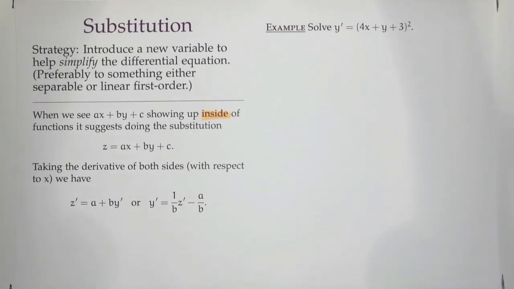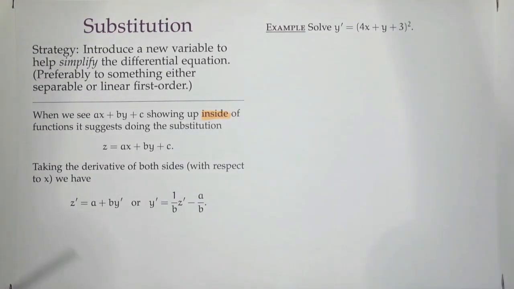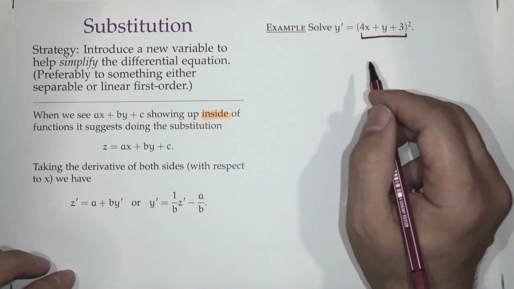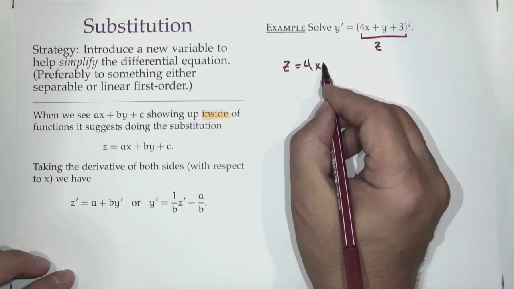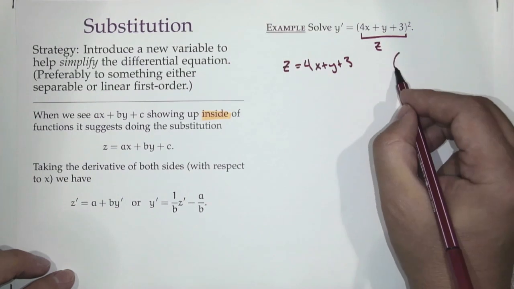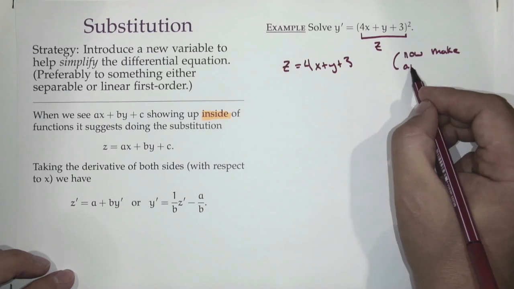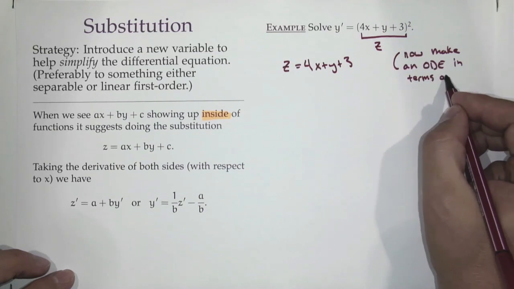Let's see what happens. Suppose we come over here. What's a substitution we could make? Yeah, the part on the inside is a great candidate. So we're going to let z equals 4x plus y plus 3. Now the point is, we're going to make a differential equation, the ODE, in terms of z. That's where we're going. That's our goal.